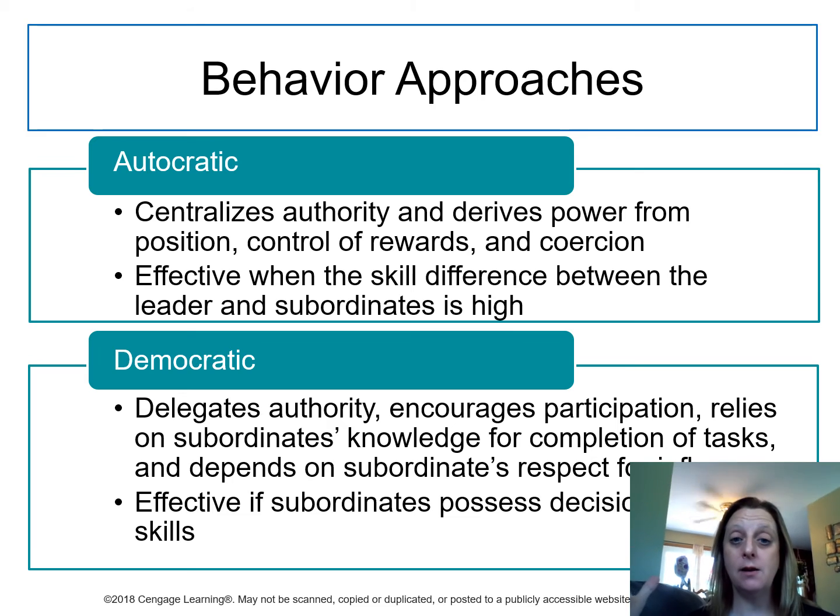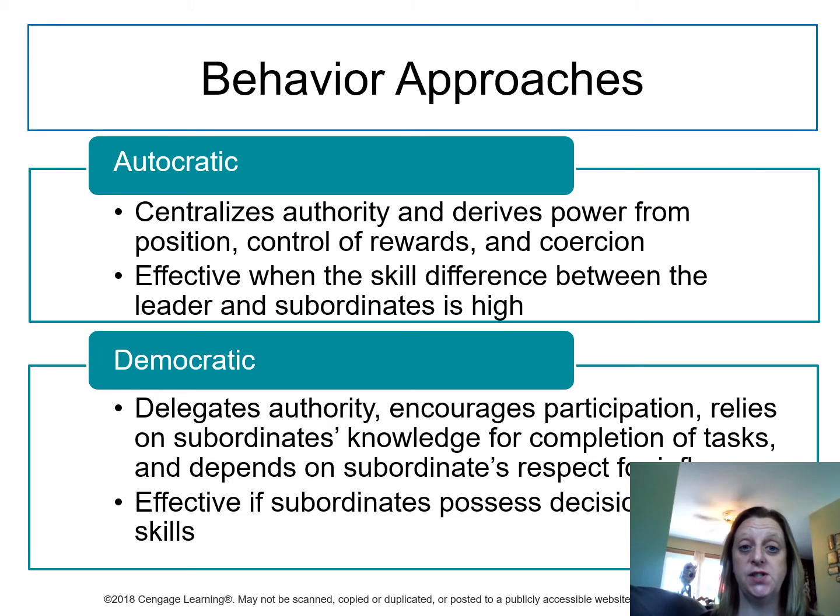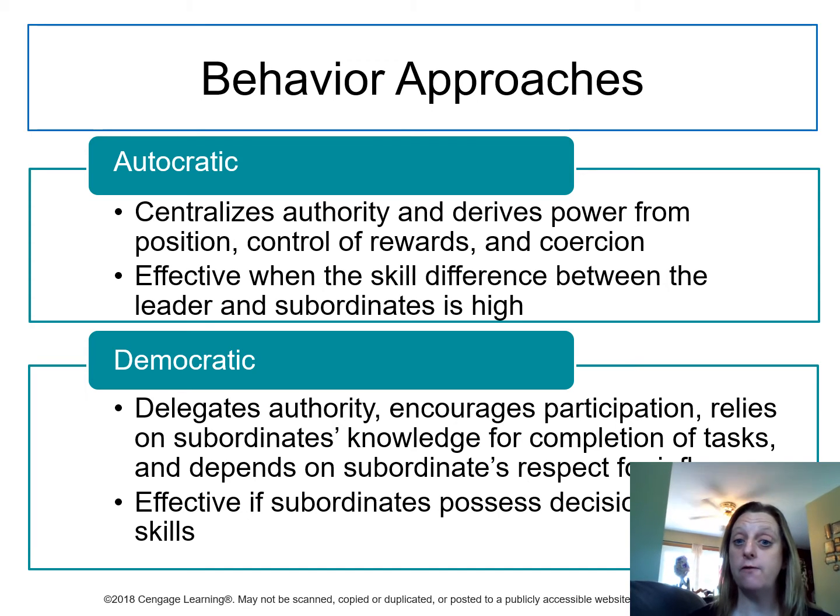Okay, so one model of behavioral leadership approaches identified two main leadership styles. An autocratic leader is one who tends to centralize authority and derive power from position, control of rewards, and coercion. And a democratic leader delegates authority to others, encourages participation, relies on subordinates' knowledge for completion of tasks, and depends on subordinate respect for influence.